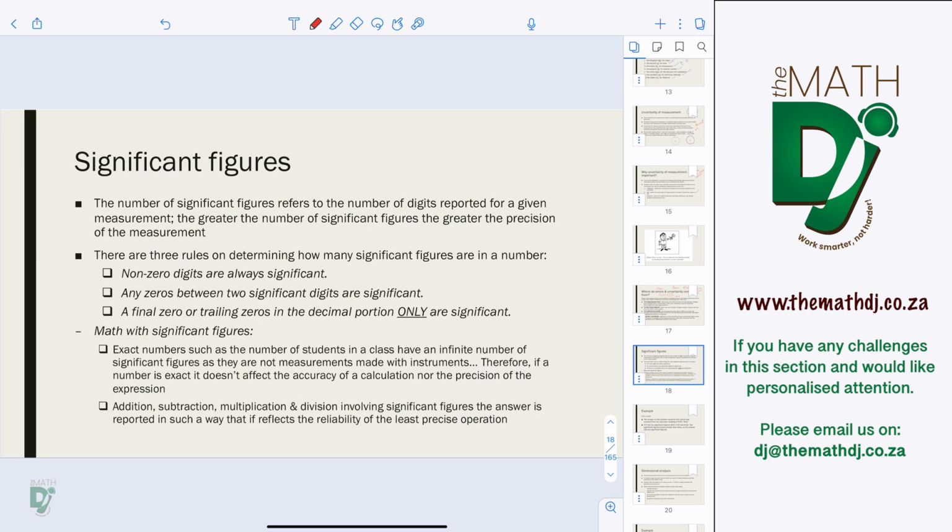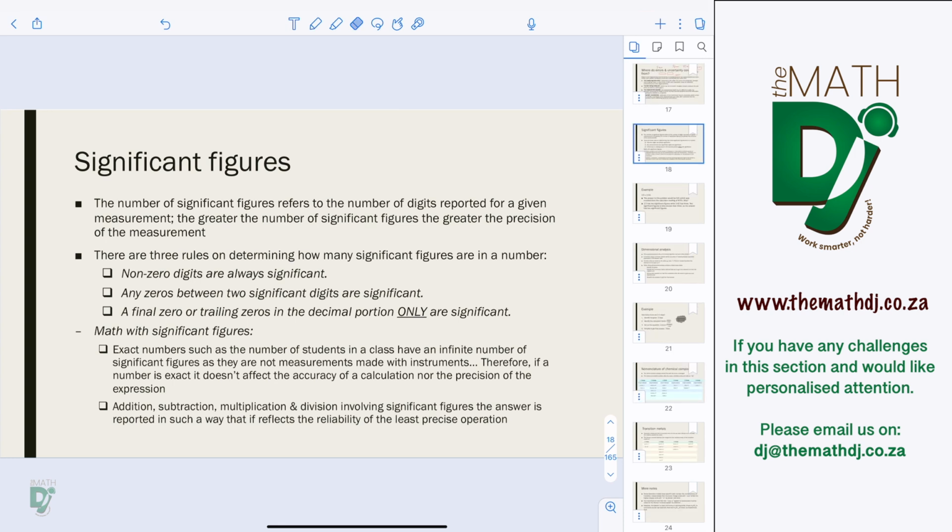Significant figures. The number of significant figures refers to the number of digits reported for a given measurement. The greater the number of significant figures, the greater the precision of the measurement. So if we say 2 significant figures, we mean it must have 2 digits. There are 3 rules for determining how many significant figures are in a number.